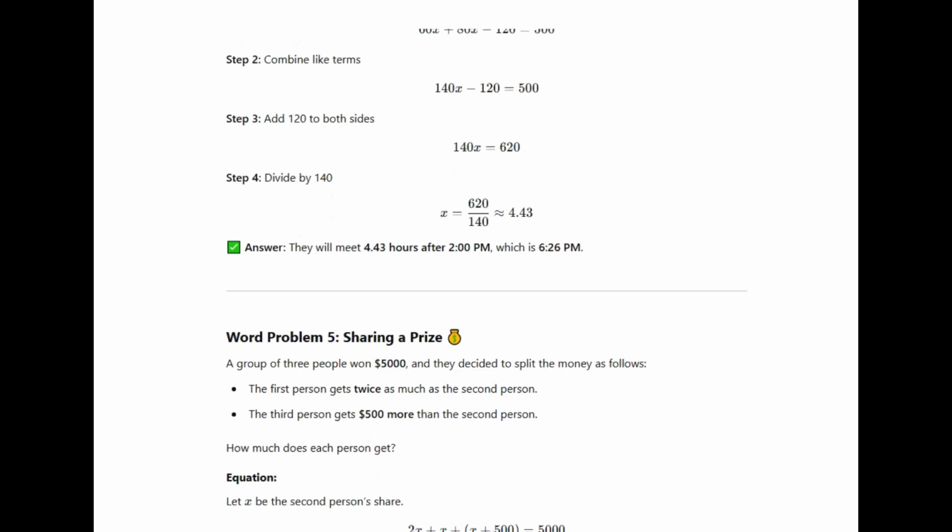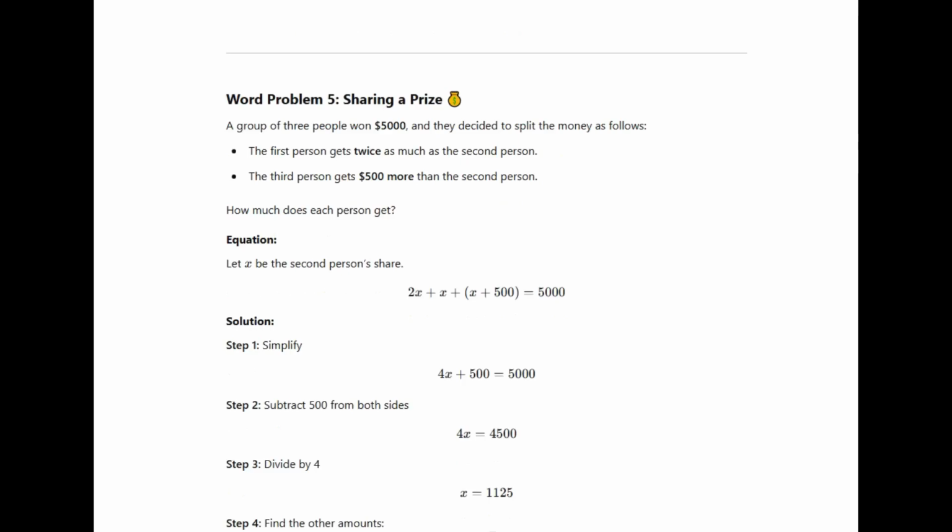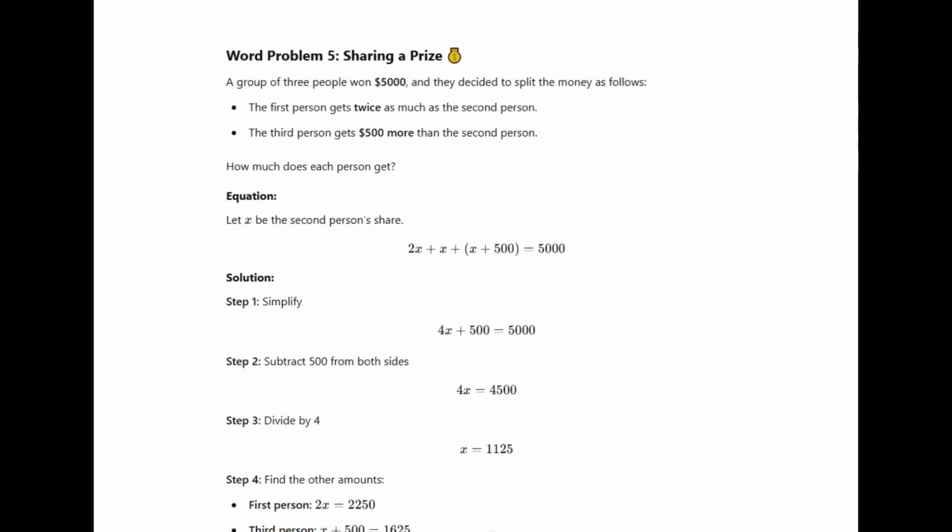Word problem 5. Sharing a prize. A group of 3 people won $5,000, and they decided to split the money as follows. The first person gets twice as much as the second person. The third person gets $500 more than the second person. How much does each person get? Equation. Let x be the second person's share. 2x plus x plus (x plus 500) equals 5,000.